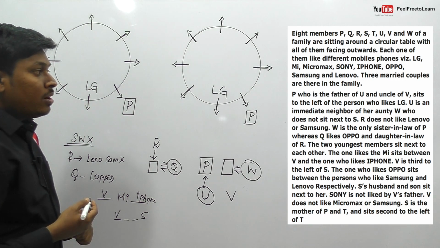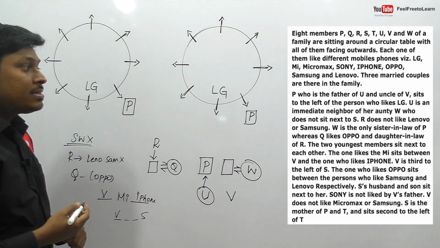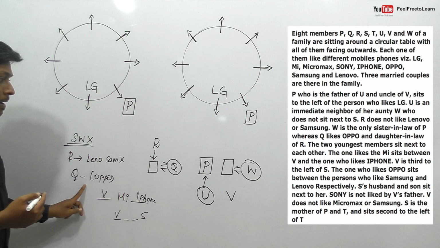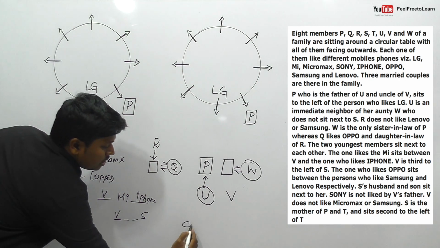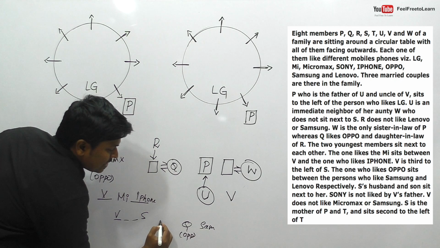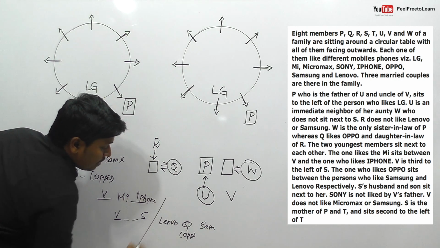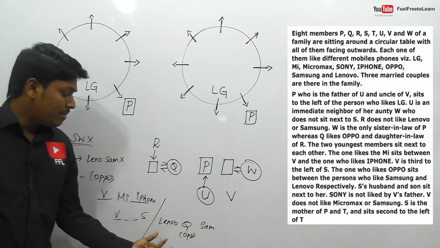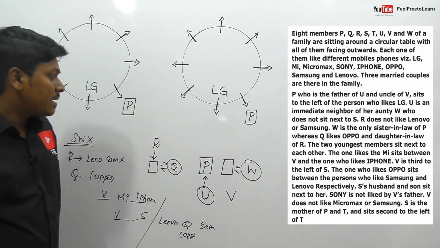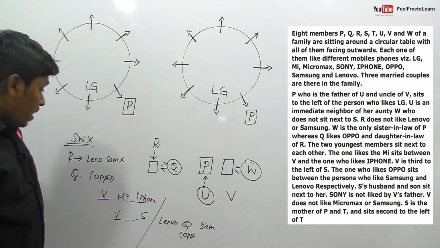And next point: the one who likes Oppo sits between the persons who like Samsung and Lenovo. We know that Q is Oppo, but they have given a point that the person Q is sitting between Samsung and Lenovo, friends. So this must be Samsung and this can be Lenovo, right? There are many possibilities. This can also be Samsung, but they have said that the person Q, Oppo, is sitting between Lenovo and Samsung. Okay, friends.